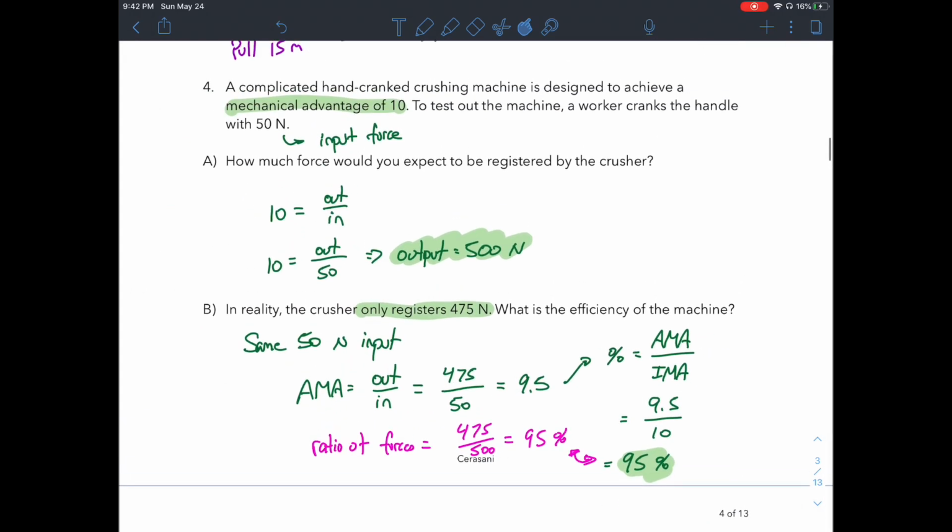So that is a good overview of mechanical advantage. I'm going to stop this video here. There will be another one to follow up where we're going to look specifically at inclined planes. I know we've kind of already done it a little bit, but we're going to look specifically at that.